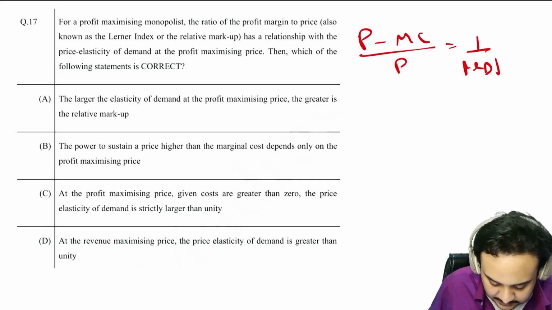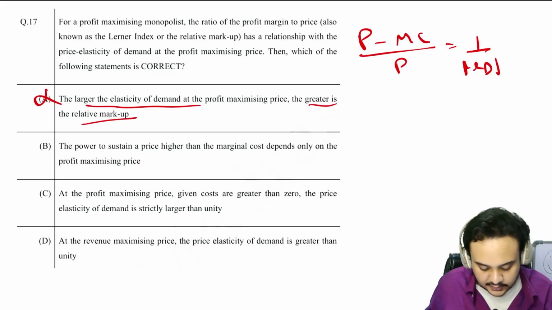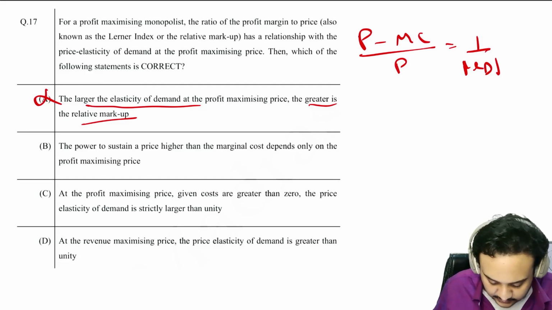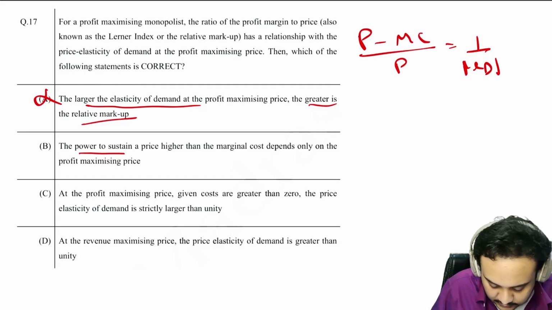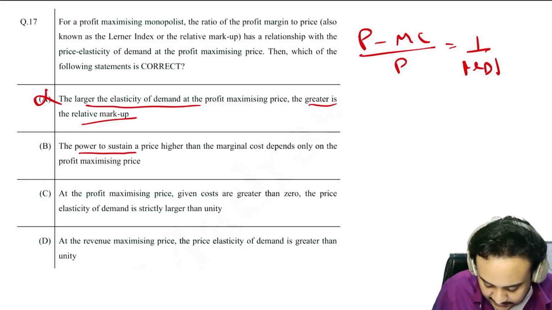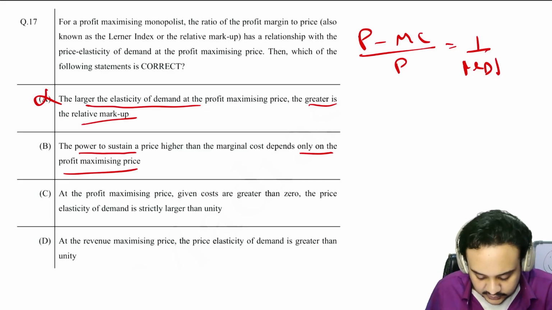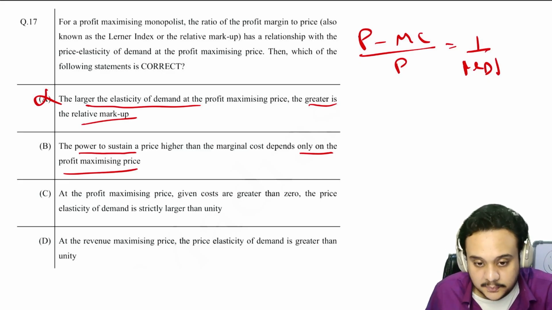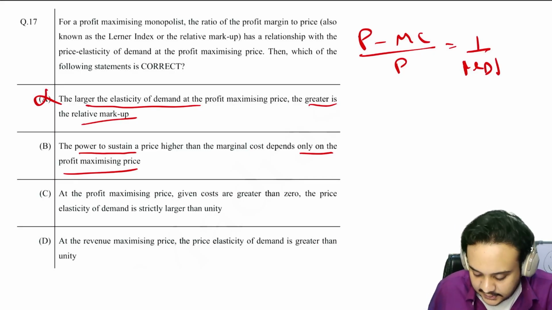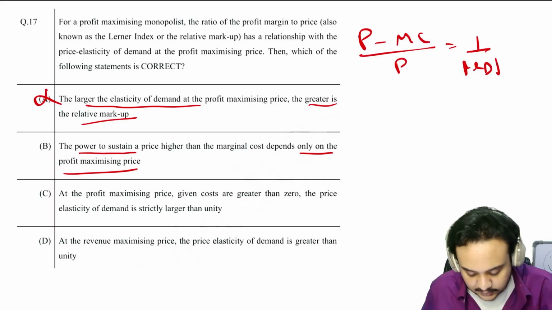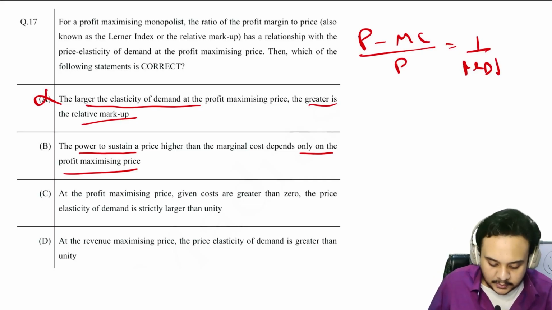So let us see the statement now. Larger elasticity, greater relative markup. Absolutely incorrect. Now let us see the second one. The power to sustain a price higher than the marginal cost depends only on the profit maximizing price. The power to sustain a price higher than marginal cost only depends on the price. So this is basically saying that the numerator here, or the markup here, is only going to be depending on the price.